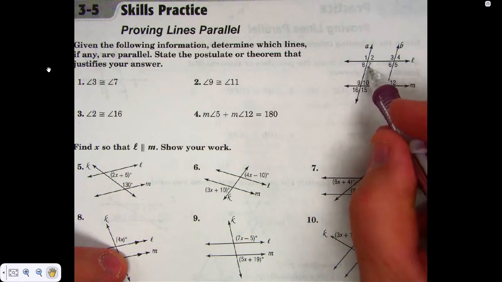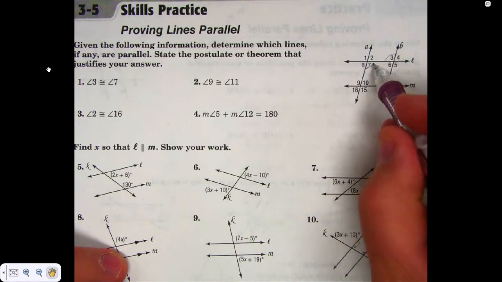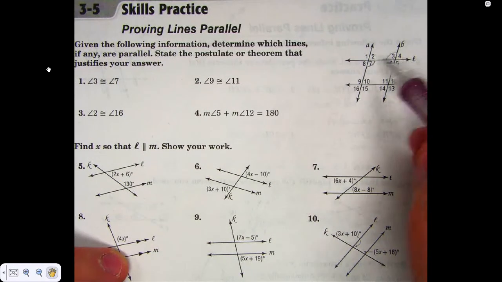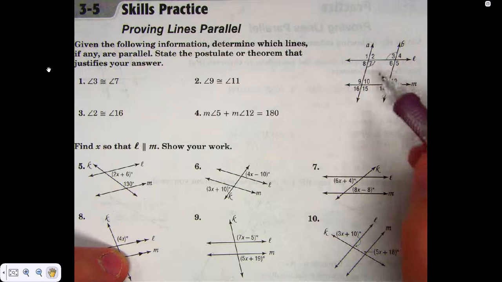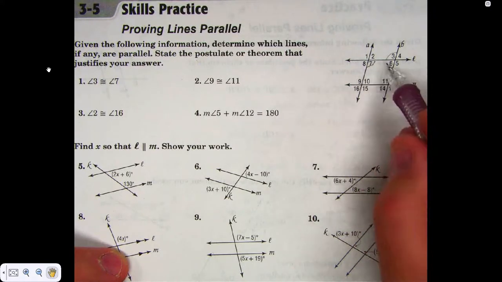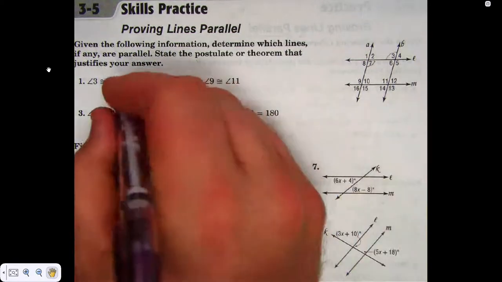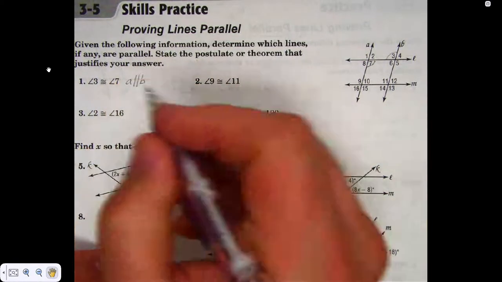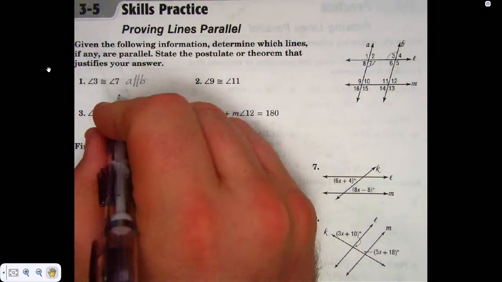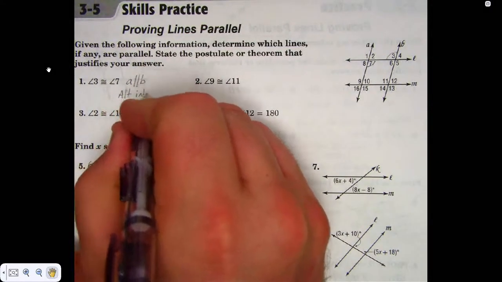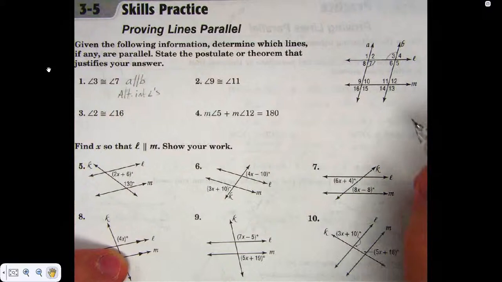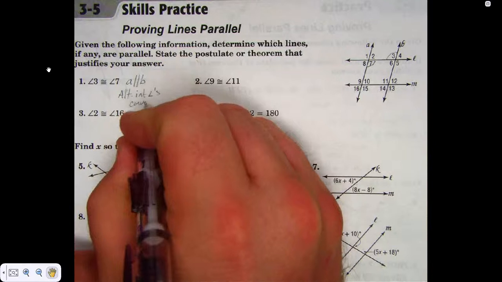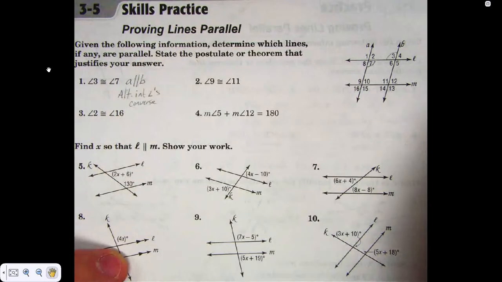But they want us to determine which lines are parallel. So this being congruent to this, what two lines does that tell me is parallel? With respect to which two angles are my parallel lines then, and what's my transversal? My transversal is what? L. So my parallel lines have to be what? A and B. So that tells me that A is parallel to what? And the actual name of the theorem is the converse, because that's exactly what it is.